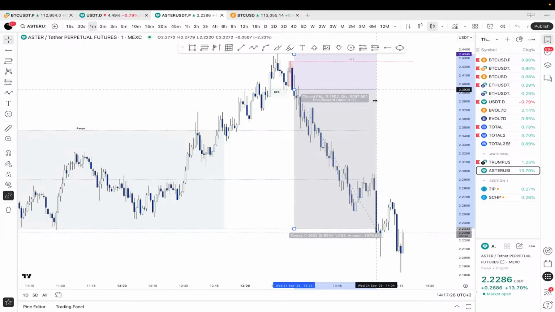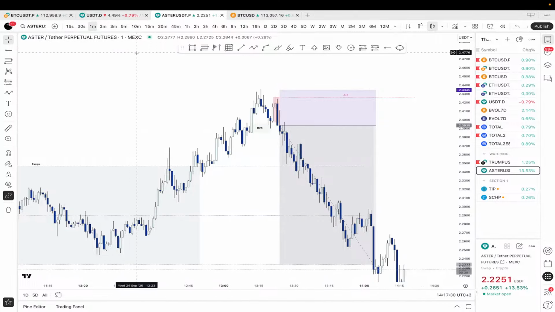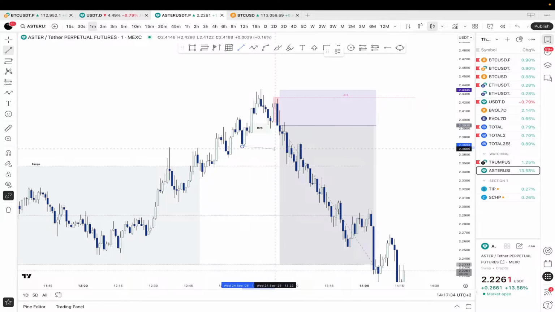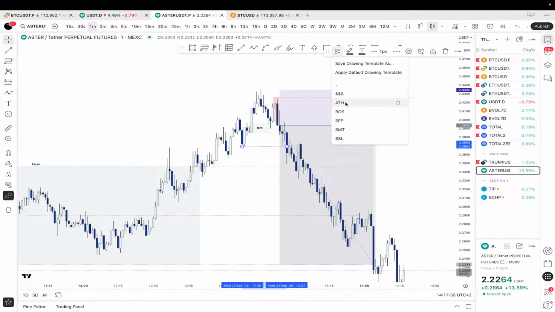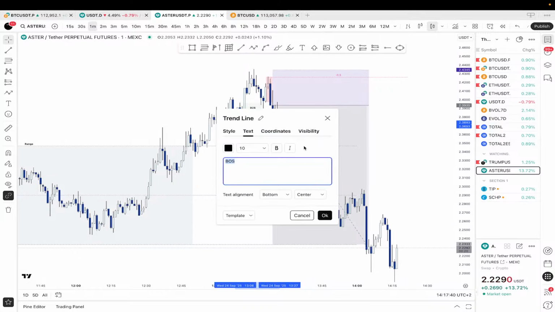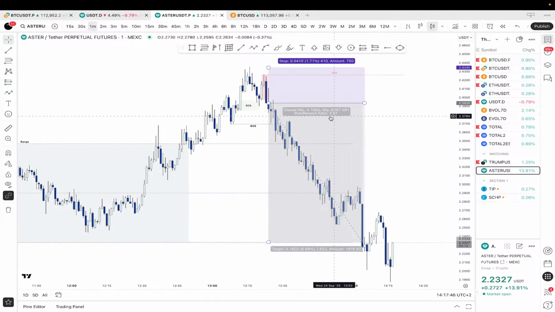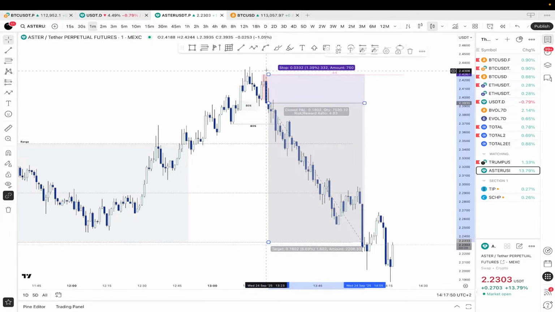The safer entry would have been to wait for market structure to break. So you don't have 1 minute market structure here. You have 1 minute market structure right here. So there's where we broke it to bullish. So what you could, for example, have done, let me make this more clean. What you could, for example, have done, scaled in, you can put it here.